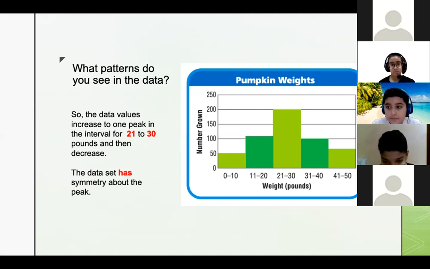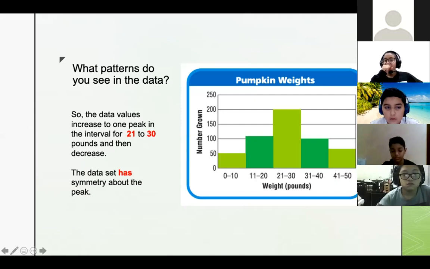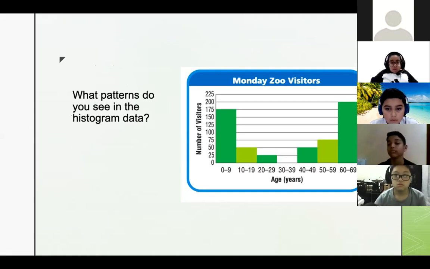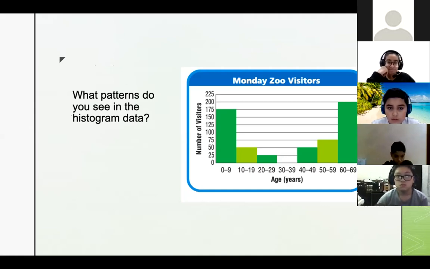Now, does this data set have symmetry? Yes, it does. It's about the peak. Is it clear? Yes. Okay, very good. Now, your quick assignment for now. What patterns do you see in the histogram data? I've already prepared the histogram for you. What is the title of the histogram, Badr? Monday zoo visitors.